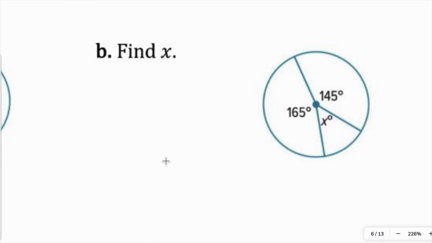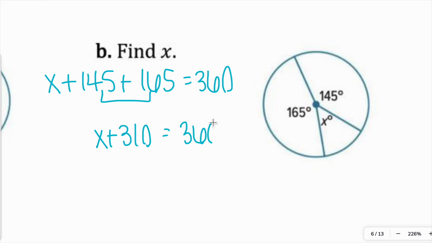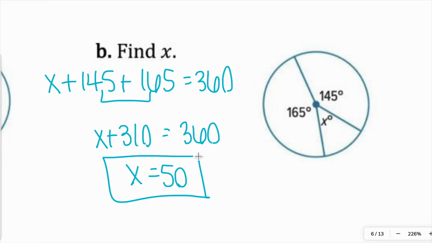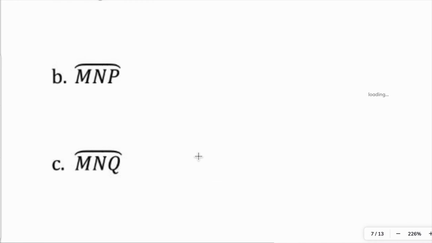Part B is right next to it. Again, if you want to pause here, you can try it on your own. If not, let's go ahead and try it together. X plus 145 plus 165 equals 360. Combine my like terms, I'm going to get X plus 310 equals 360, so that means X has to be 50, and that does look like a 50-degree angle because we have an acute angle there. Next page, let's move right along.